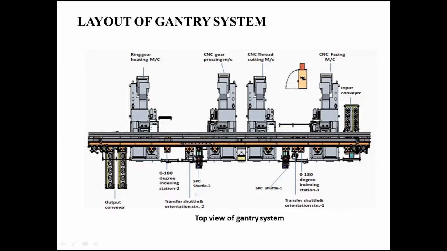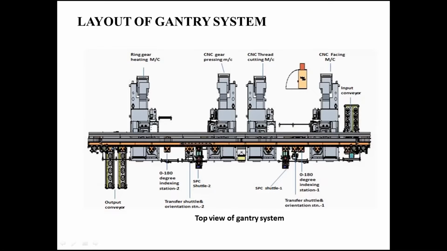Then again, there is one more, SPC shuttle 2. After the 2 machining operations, whether the part obtained is as per the dimensions or not is checked manually over here. Then there are 2 transfer shuttles in our project: one after the CNC facing machine, and another after the gear pressing machine and SPC shuttle. Then there is one more 0 to 180 degree indexing station where the part is oriented to its original position, where it was kept on the input conveyor.